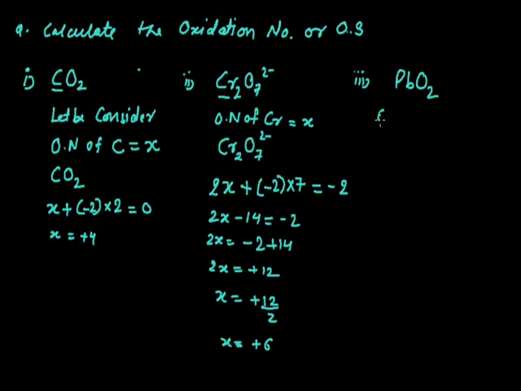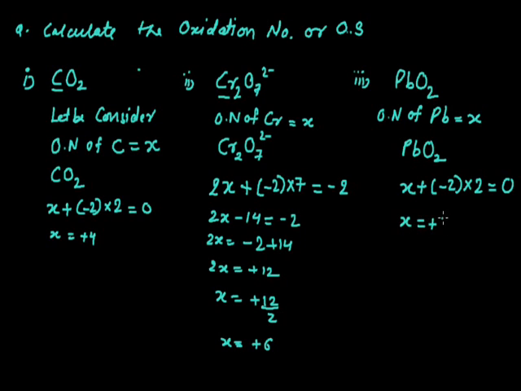Now we can take another example, PbO2. Now we consider the oxidation number of lead is equal to X. So according to the formula PbO2, we put the oxidation number of lead, that is X, plus the oxidation number of oxygen, which is minus 2, and we multiply it by 2, because 2 atoms of oxygen are present in PbO2, and it is equal to 0, because the total charge on PbO2 is equal to 0. So we get X equal to plus 4. So we can say that the oxidation number of lead in PbO2 is equal to plus 4.